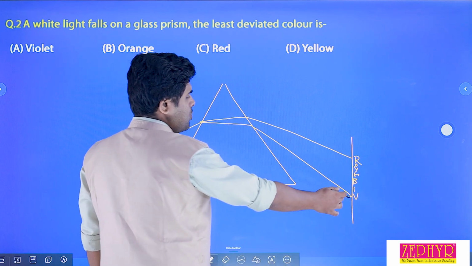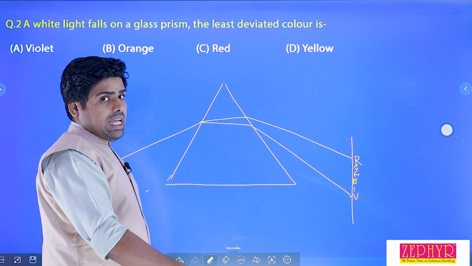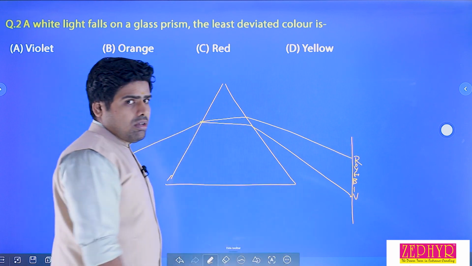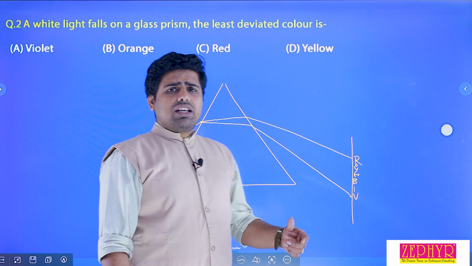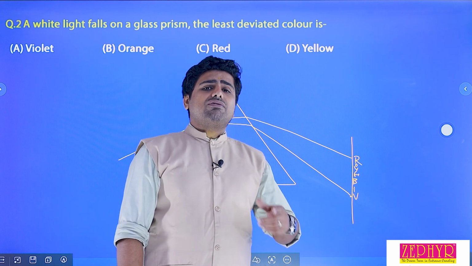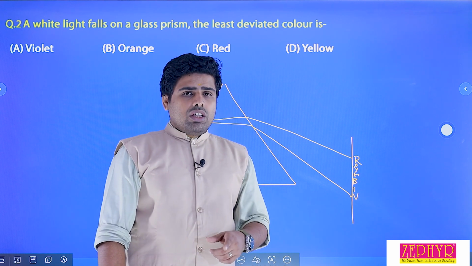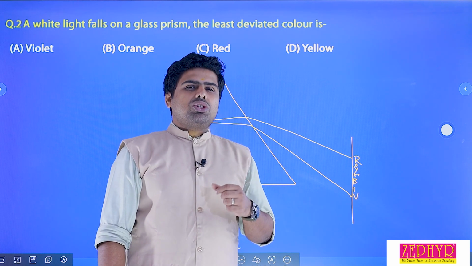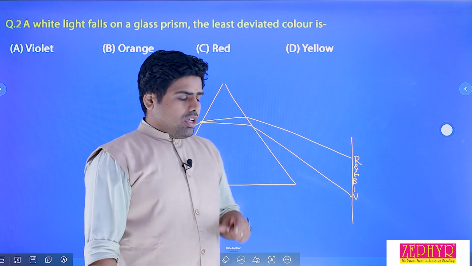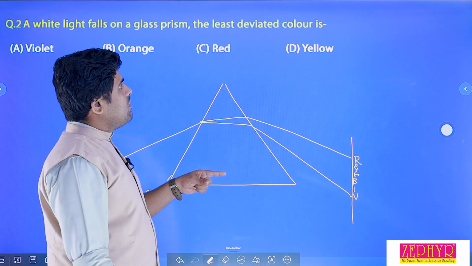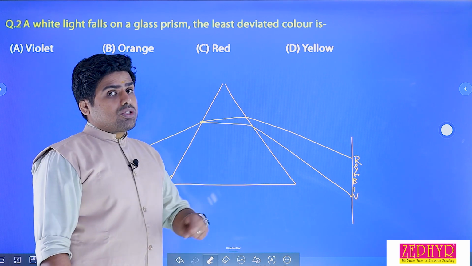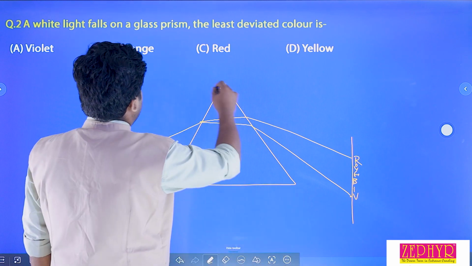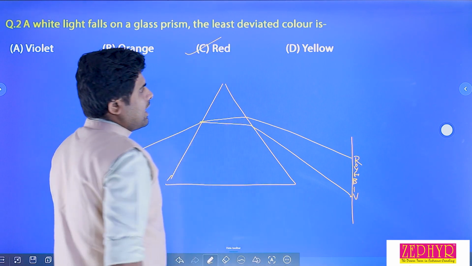See here, violet shows more deviation and red shows least deviation, because the wavelength of the red color is comparatively higher than the wavelength of the other colors. Therefore, the color with more wavelength shows least deviation. Here red color shows least deviation and violet color shows large deviation. So here red is the correct answer.